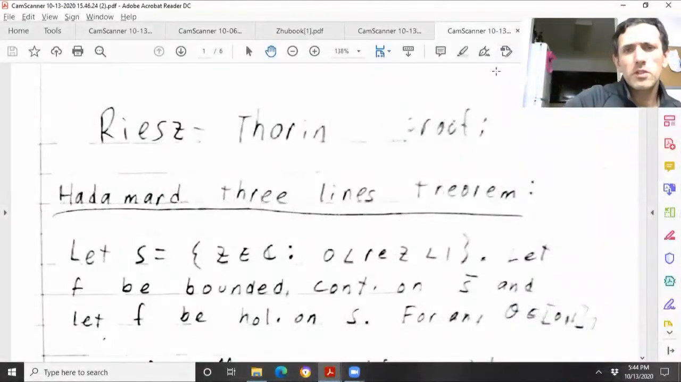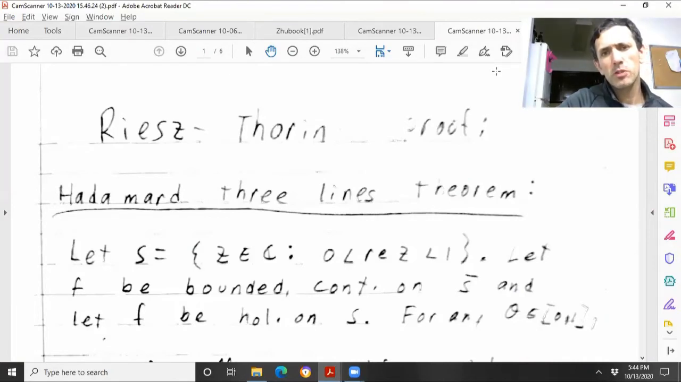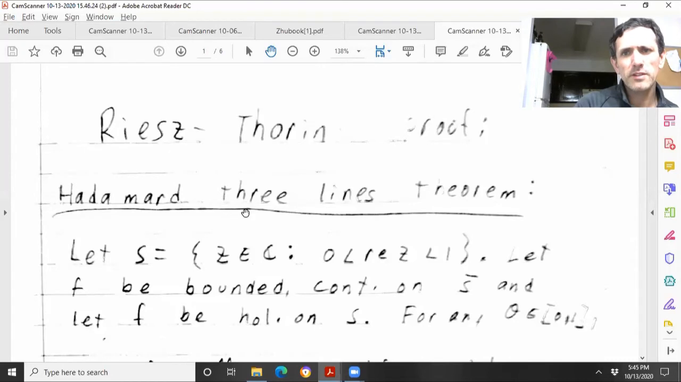Okay, so as I mentioned, the really key tool to proving Riesz-Thorin is the maximum modulus principle. Well, really, it's the Hadamard three lines theorem, which is really a consequence of the maximum modulus principle. So what's the three lines theorem? And I think this was actually a prelim problem, basically.